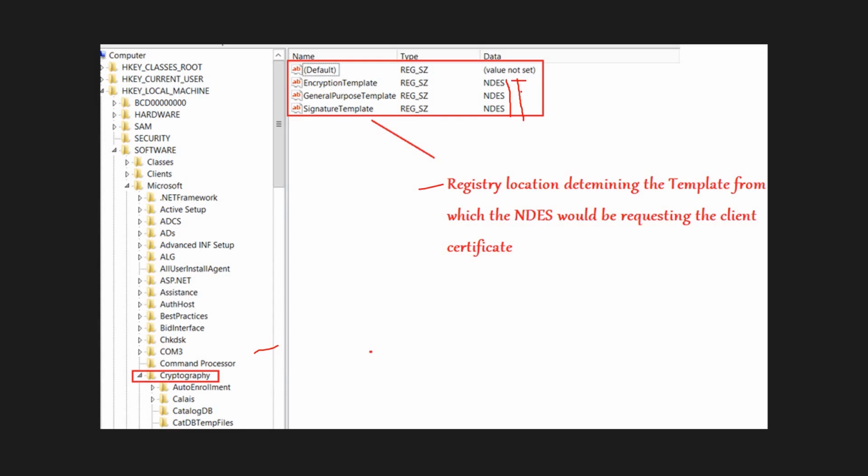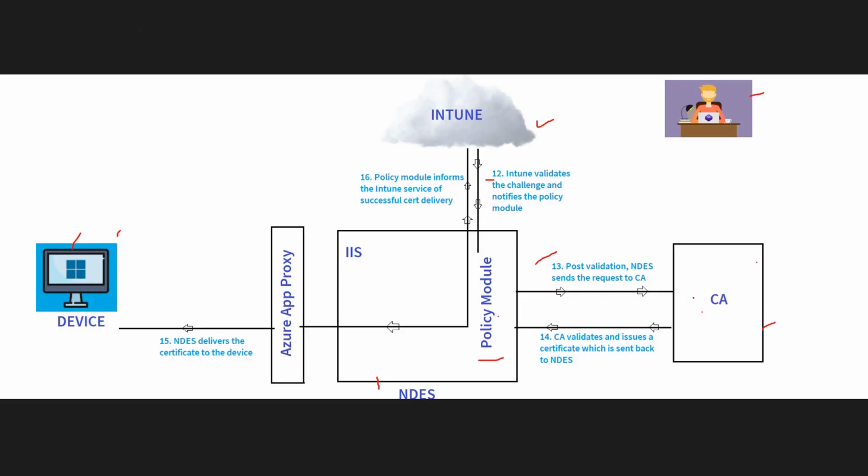Why are there three entries? That is again a different story which we'll take a look at later. For now, let's put in the name of the template in all these three entries. Okay, now switching back quickly to our diagram. Right now, the policy module has reached out to the CA and requested a certificate. It has mentioned the name of the template from which the CA should issue the certificate. It got the name from the registry location, which we just saw.